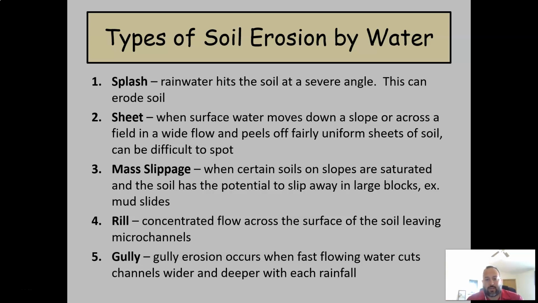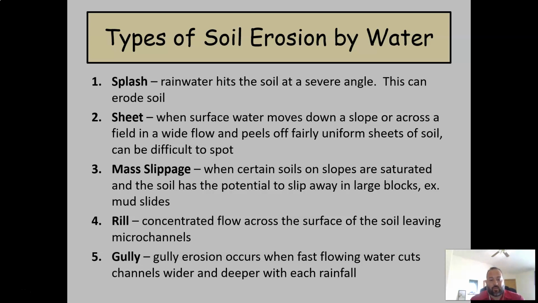Then you can have sheet, where surface water moves down a slope or across a field in a wide flow and peels off uniform sheets of soil. So basically you have a lot of water moving together and it takes a layer of the soil off the top. You have mass slippage. So when certain soils are on slopes or saturated, the soil has a potential to slip away in large blocks. So the idea of a mudslide, that would be mass slippage.